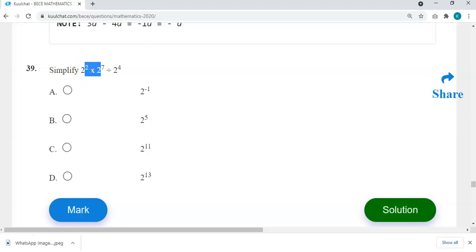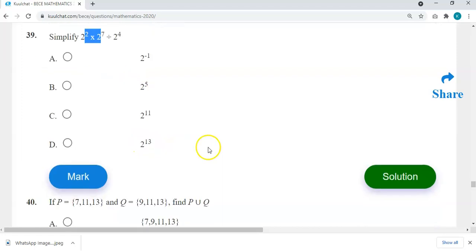So you have 2 to the power 2 plus 7. Okay, so that gives us 2 to the power 9. And that divided by 2 exponent 4. Now the law of indices says that if you are dividing, you do subtraction. So you get 2 to the power 9 minus 4. And that gives you 2 to the power 5.